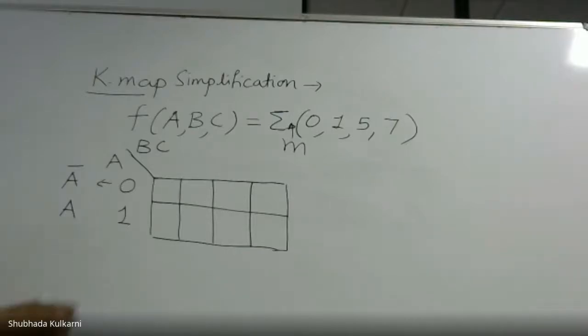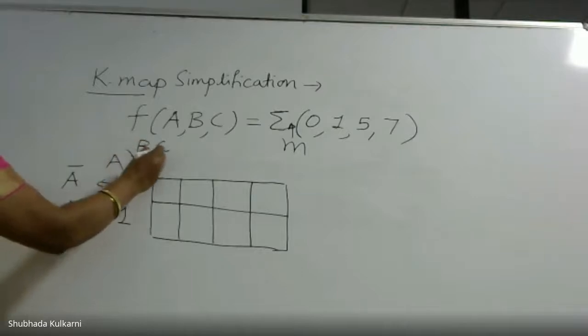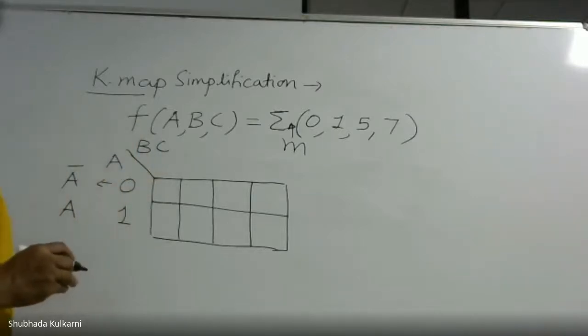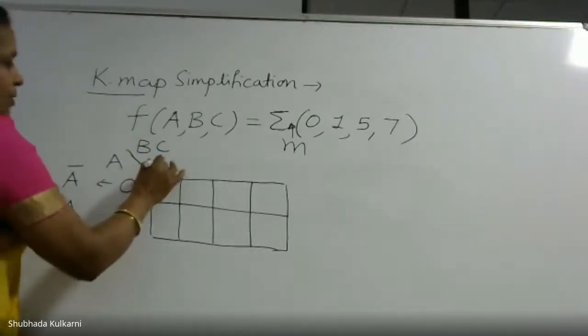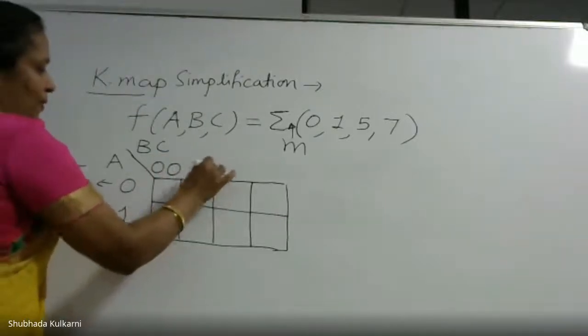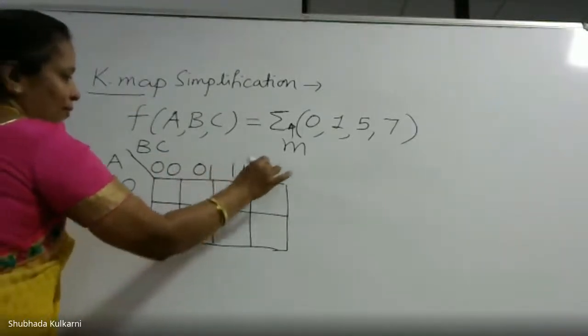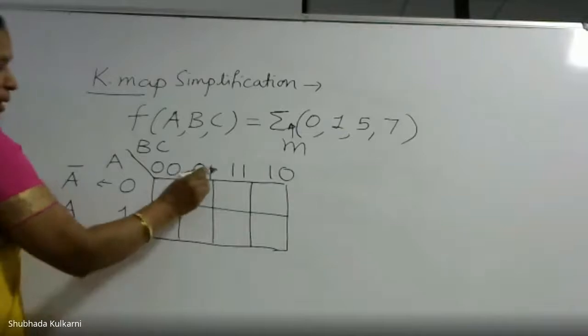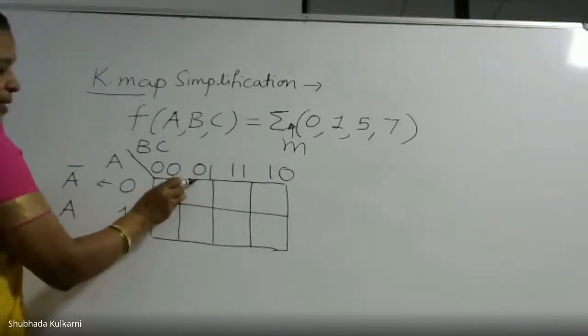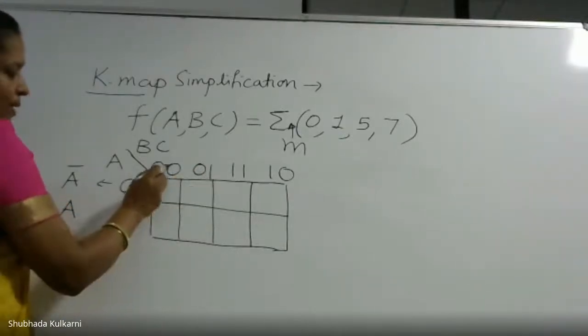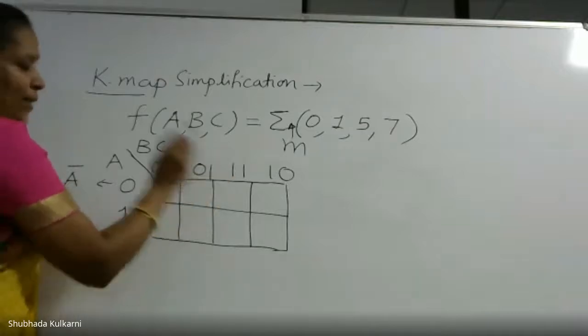Okay. Now column side, BC variables, 2 raised to 2, there are 2 variables, 4 combinations. So 0 0, 0 1, 1 1, 1 0. Now you may notice when I go from the second column to the third, after 0 0, 0 1, we are writing 1 1.